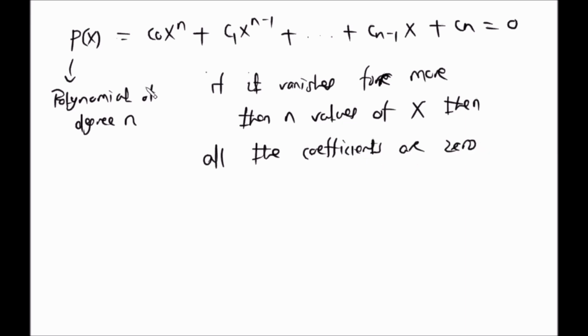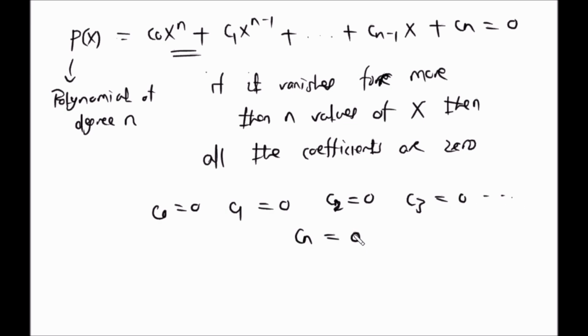So tumeona kwamba kama hii ina majibu zaidi ya n, maanake c naught itakuwa 0, c1 itakuwa 0, c2 itakuwa 0, c3 itakuwa 0, wote mpaka cn atakuwa nini? 0. Ndicho kinachotokea hapo. Okay? So that is what happens there. Kwa hiyo ikitokea kwamba a polynomial of degree n una solve unapata majibu zaidi ya n, manake coefficient zake zote ni 0. Hicho ndicho tulichokiona. Sasa now let's consider another case.